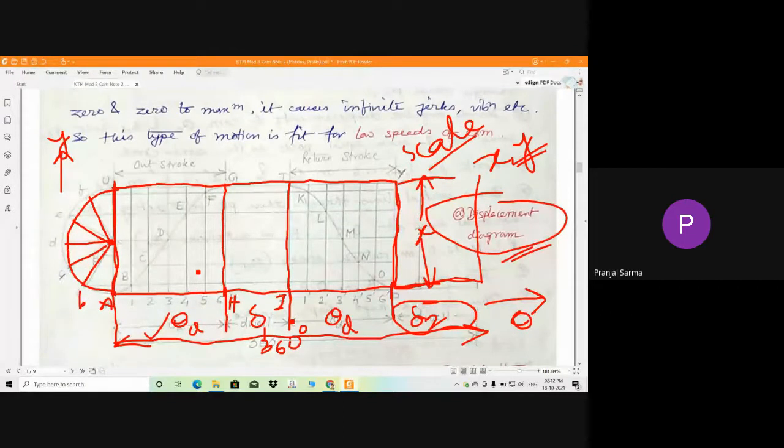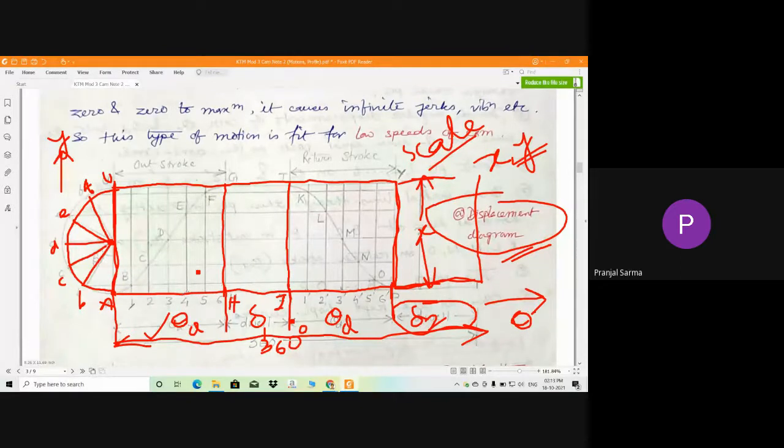B, C, and now all these divisions you may already have, so I am using the same thing. Okay. So now, how many equal space divisions have we done here? We have made 6 divisions here.